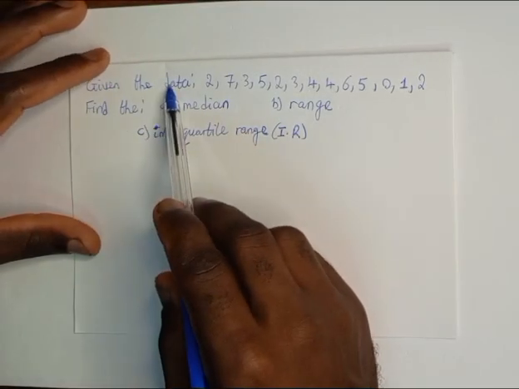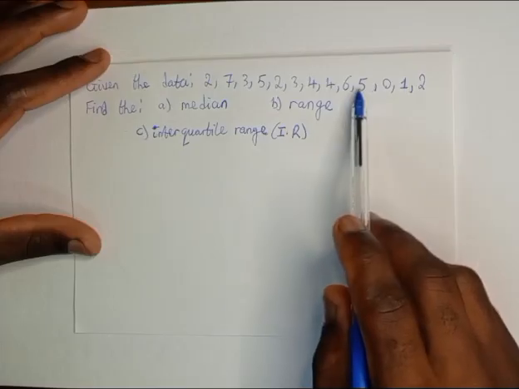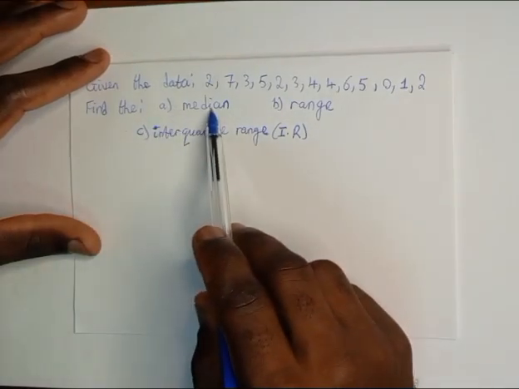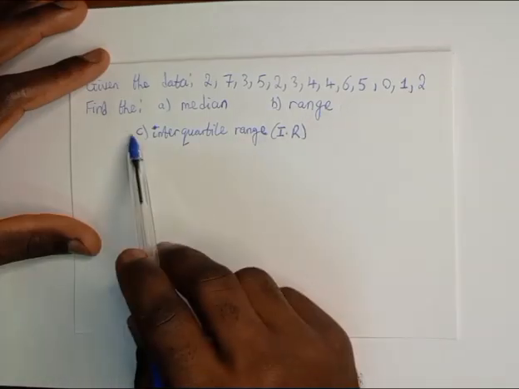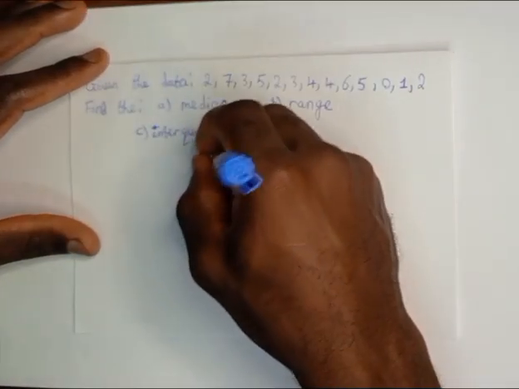Given the data 2, 7, 3, 5, 2, 3, 4, 4, 6, 5, 0, 1, 2, find: A, the median; B, the range; C, the interquartile range. We take a solution.